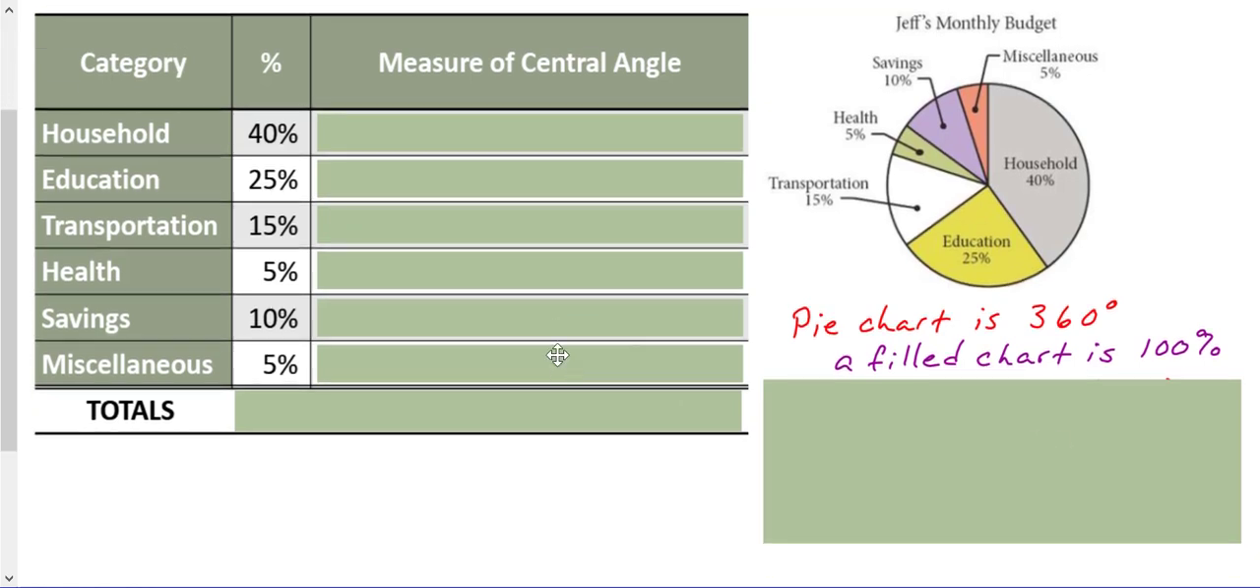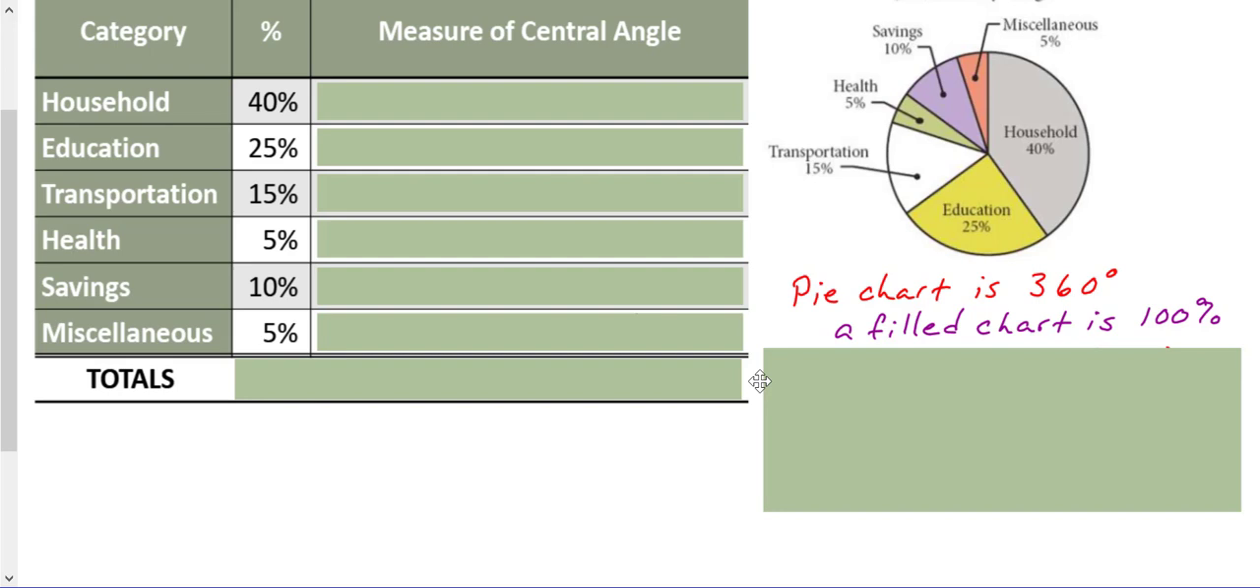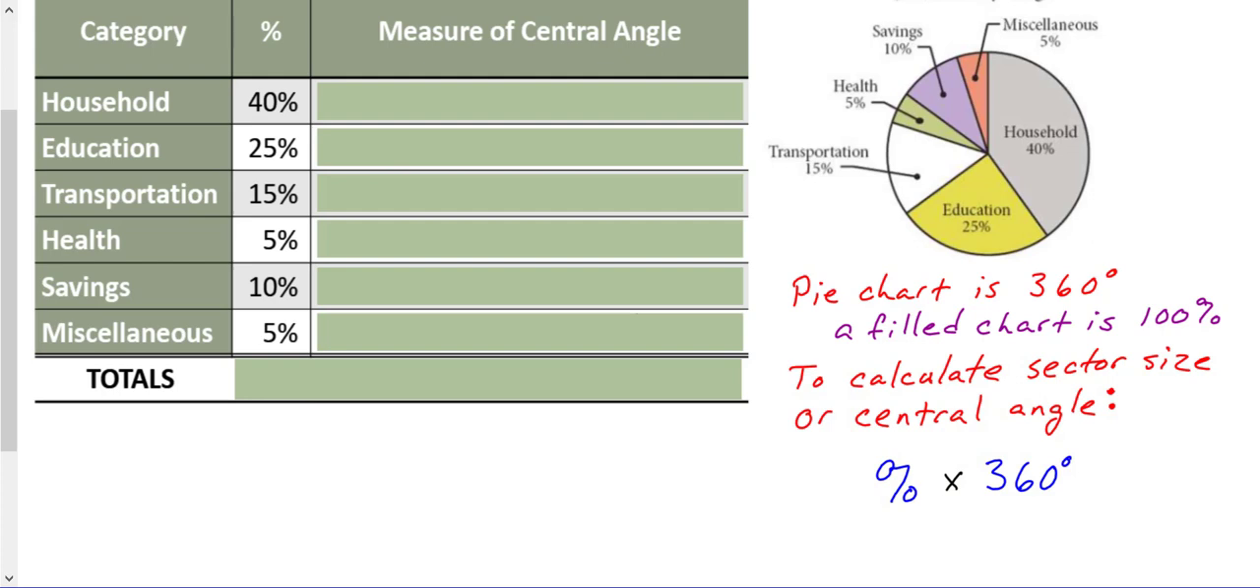So to calculate our expenses listed in the table of Jeff's, he's got household expenses, education, transportation, and we have the percents, but we don't have the central angles. So we have to calculate those ourselves. To calculate the sector size or the central angle, you would take your percent and multiply it times 360.